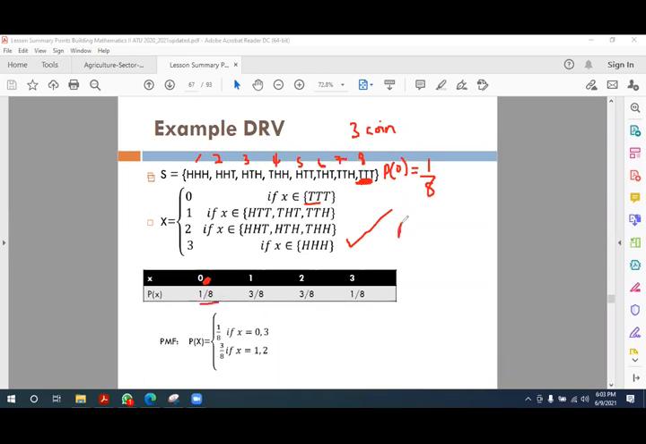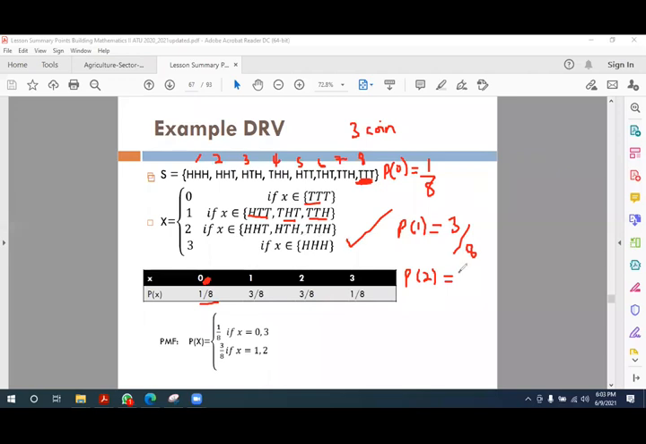Then the probability that X is equal to one, meaning we have one head. There are three outcomes: this is one outcome, two, and then this is three. So the probability of X being equal to one will be 3/8. Then the probability of observing two heads is also going to be what? There are three possibilities here.